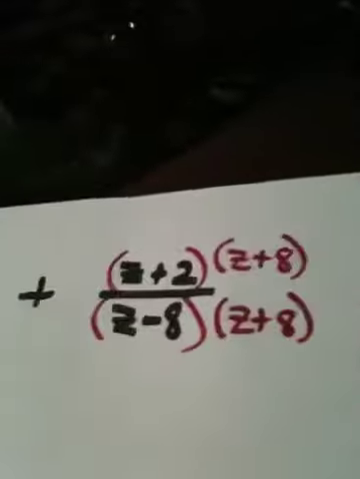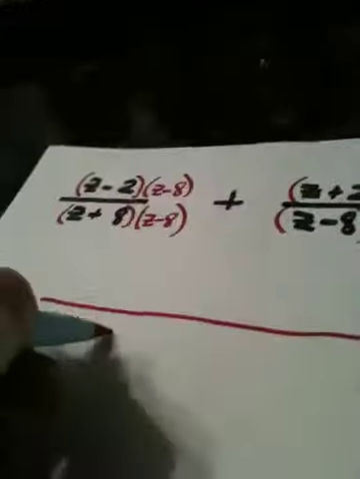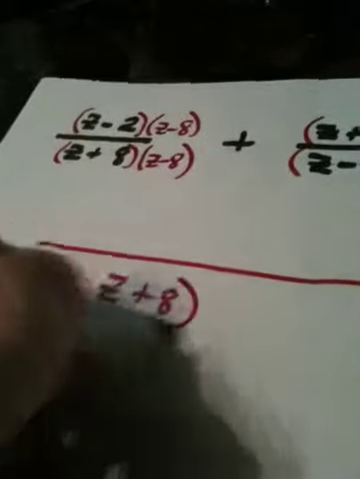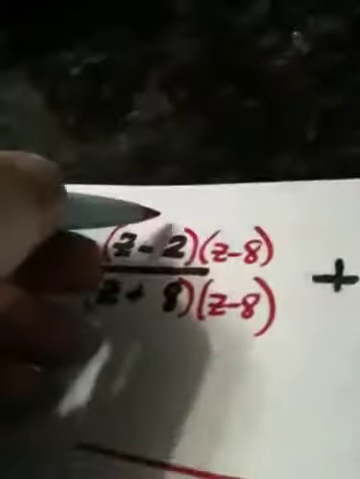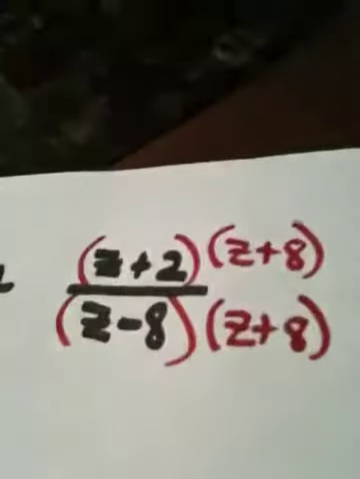Now, the denominator is the same, right? That denominator is the same as this denominator. So we have z plus 8 and we have a z minus 8. Okay, we work with this numerator and then we work with this numerator. Let's start with this first one.